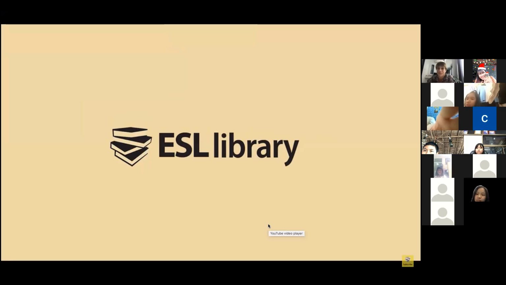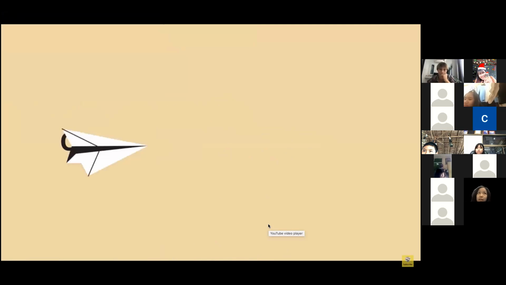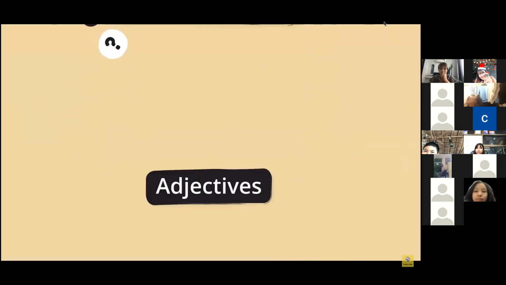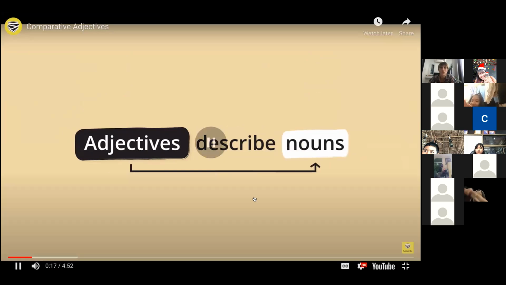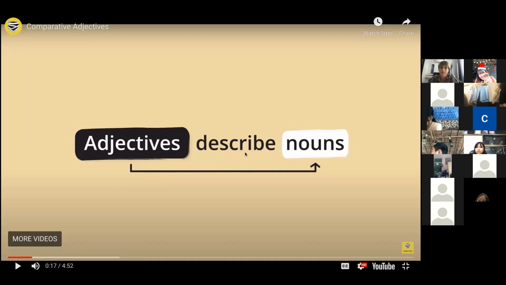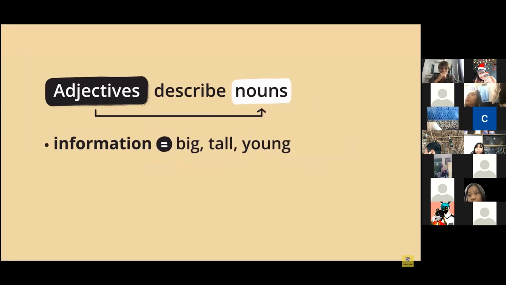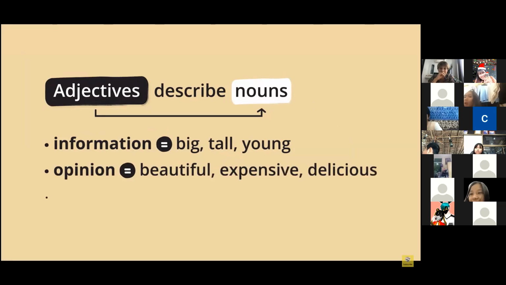ESL Library. Comparative adjectives. What are adjectives? Adjectives are words that describe nouns. What do adjectives do? Adjectives describe nouns. They describe things. Adjectives can give us information such as the size or age of a noun. Adjectives can also tell us someone's opinion about a noun or describe how someone is feeling.